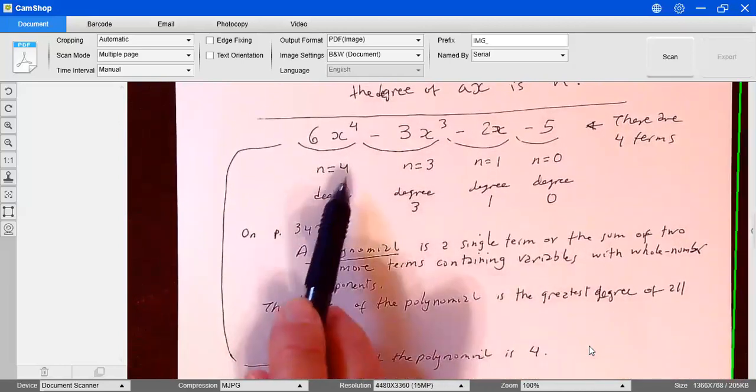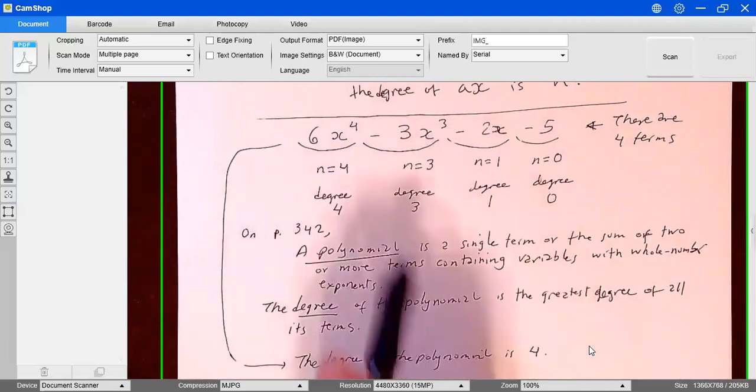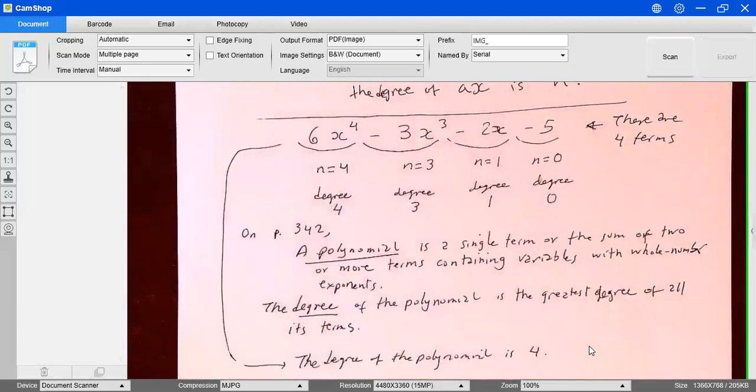This exponent is the highest exponent. So that's the reason this polynomial is of degree 4. So let's check another algebraic expression.